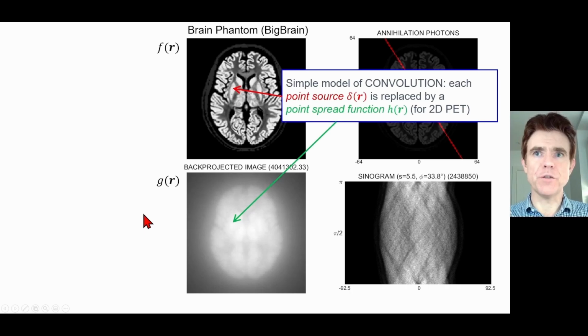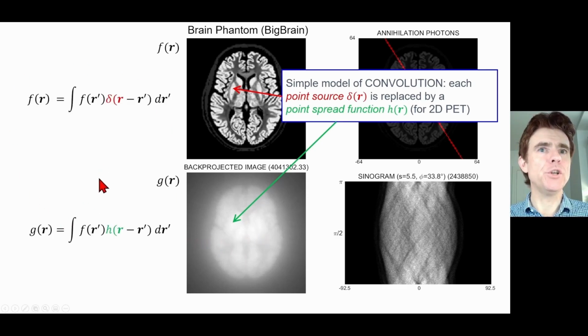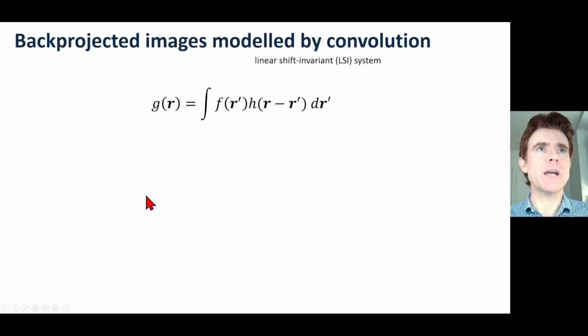And then also the other point I'm building up is the fact that a back projected image can just be modeled for 2D PET by the convolution integral, where we're just considering each of those point sources as merely being replaced by a point spread function in the back projected image. And again, I'll go into that in more detail mathematically in a moment. So there are the equations, and I'm about to unpack those now.